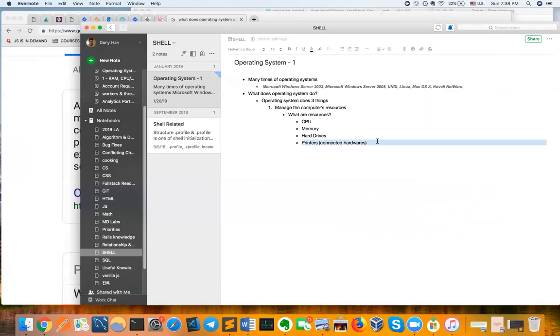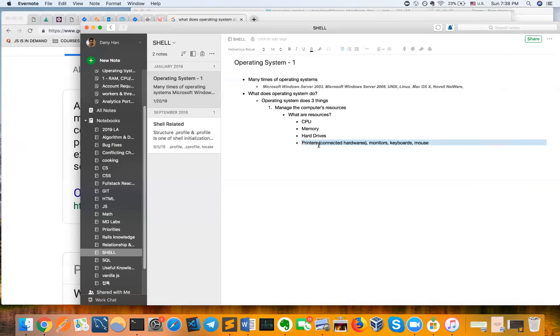Okay, so printers or monitors, keyboards, all the same thing. You could guess anything that is connected to the computer. Okay, external resources. So an operating system does three things. First, it manages the computer's resources. What are the resources? Resources are things like CPU, memory, hard drives. As you know, CPU, memory, and hard drive are installed within the computer. Printers, monitors, keyboards, and mouse are not part of the computer, but they're external things that you could hook up to the computer, and the operating system now has control over those things.